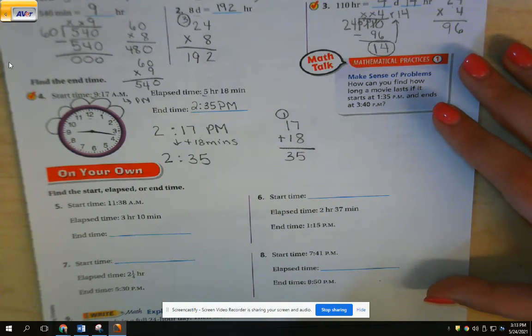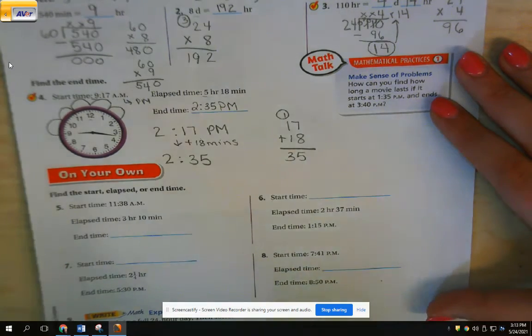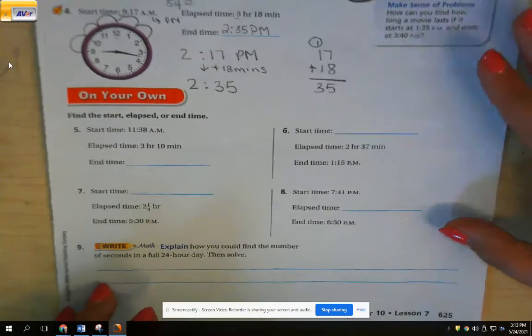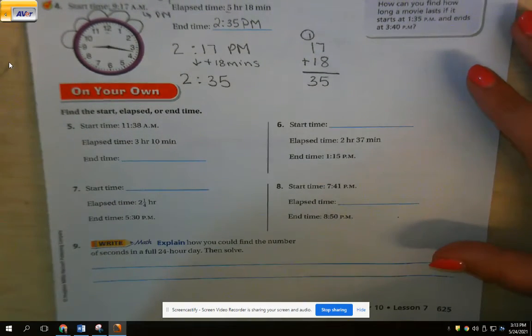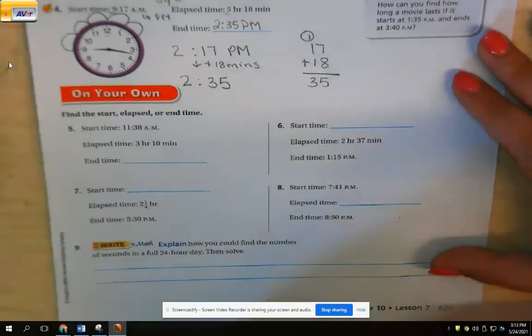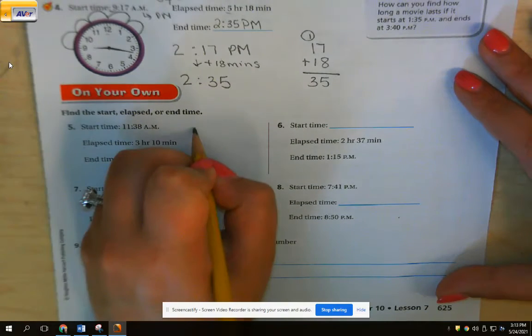Let's take a look at number 5. Pause the screen if I'm going too fast. Number 5. The start time is 11:38. The elapsed time, the time that's going by, is 3 hours and 10 minutes.